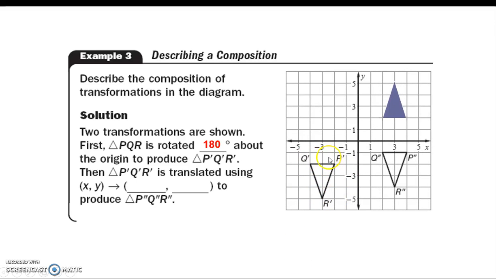And then it got translated, and it looks like we went over and up. So 1, 2, 3, 4, 5, 6, and up 1. So x plus 6, y plus 1 to produce P double prime, Q double prime, R double prime. So we got a 180 degree rotation and then a translation.